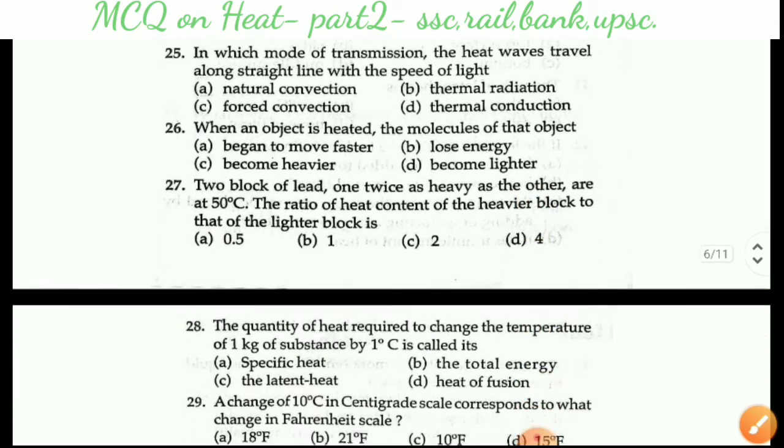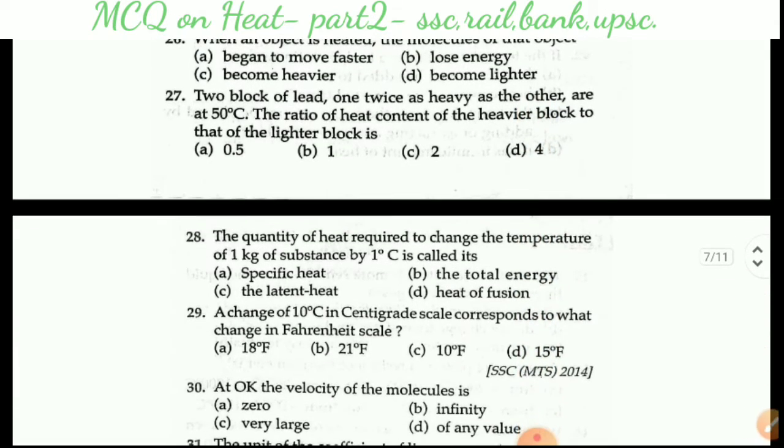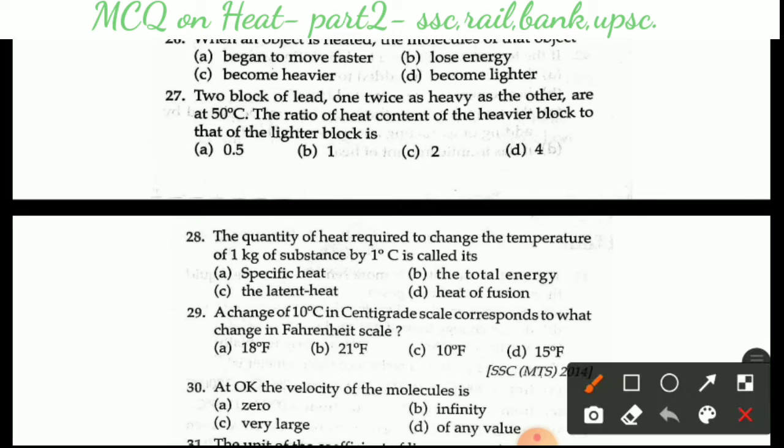Next question is question number 27. Two blocks of lead, one twice as heavy as the other, are at 50 degree Celsius. The ratio of heat content of the heavier block to that of the lighter block is option A 0.5, B 1, C 2, D 4. Here the right answer is 27, option C, 2.